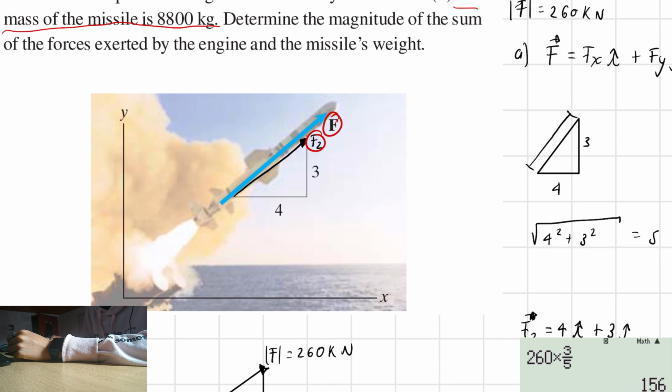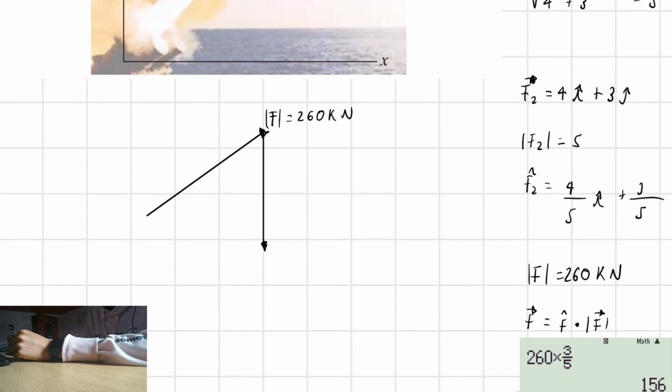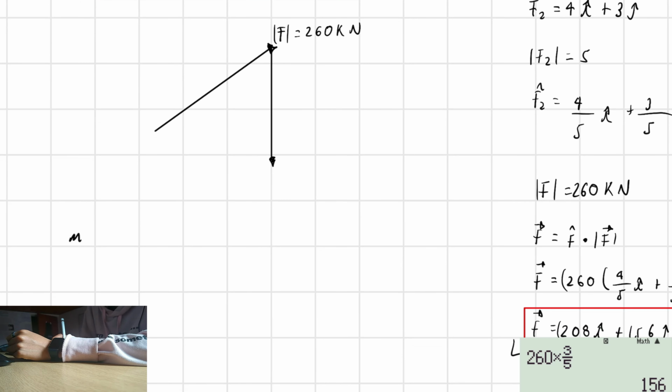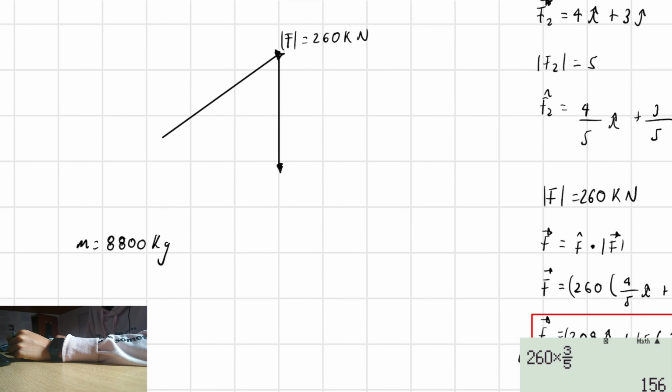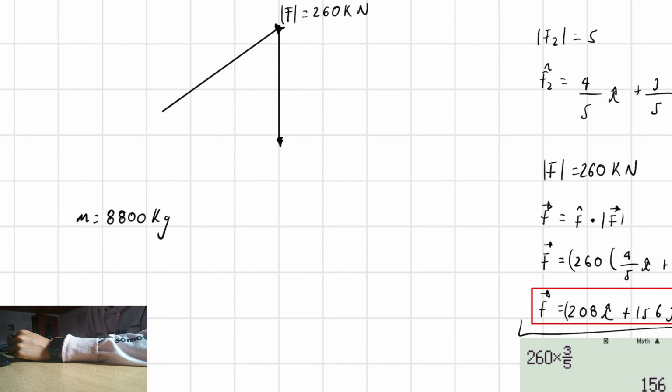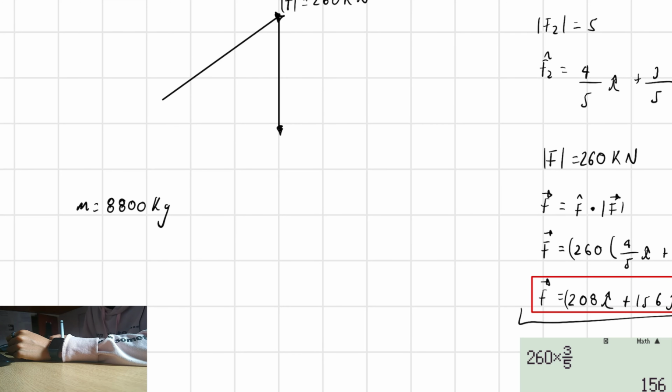And right here I have the mass of the missile. So the mass is equal to 8,800 kilograms. The mass is not a force, right? Because a force is always represented in newtons, or in pounds, or in force pounds, when we are talking about the US customary base units. So all we have to do is to transform this mass into a force.